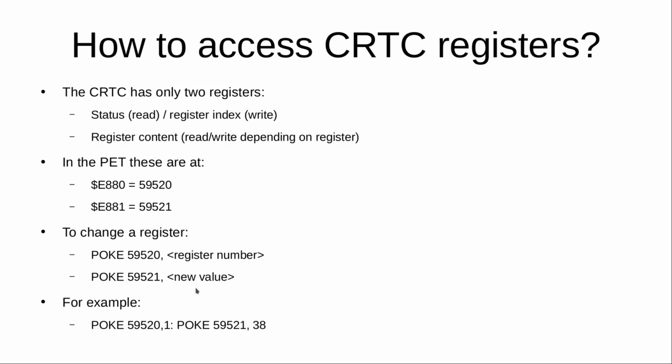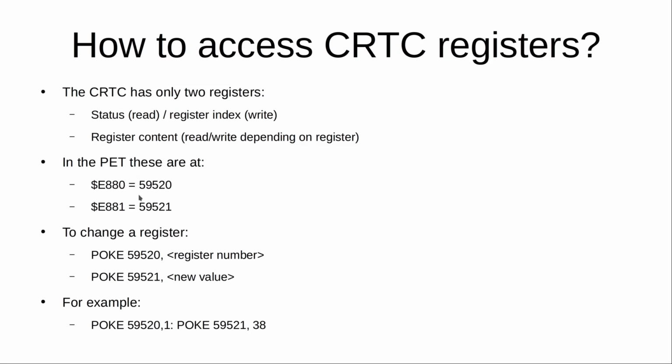So if you want to access the CRTC registers, we have to use an indirect way. The CRTC only has 2 registers in the CPU memory map. It's a status register that you can read and an index register that you can write to, which are on the same address. So you cannot read the index register, but you can write it, and that is the actual register that determines the register that you can access with the second one, with the actual register content.